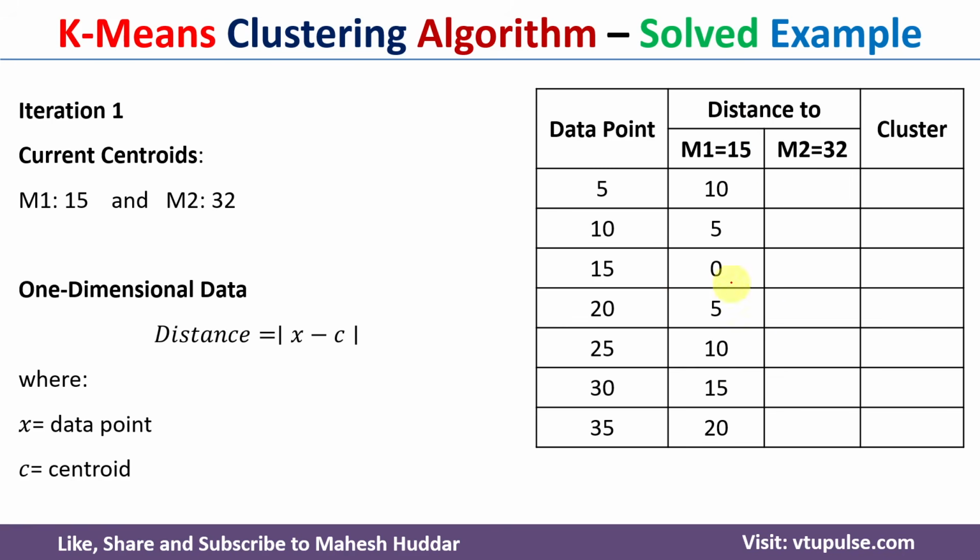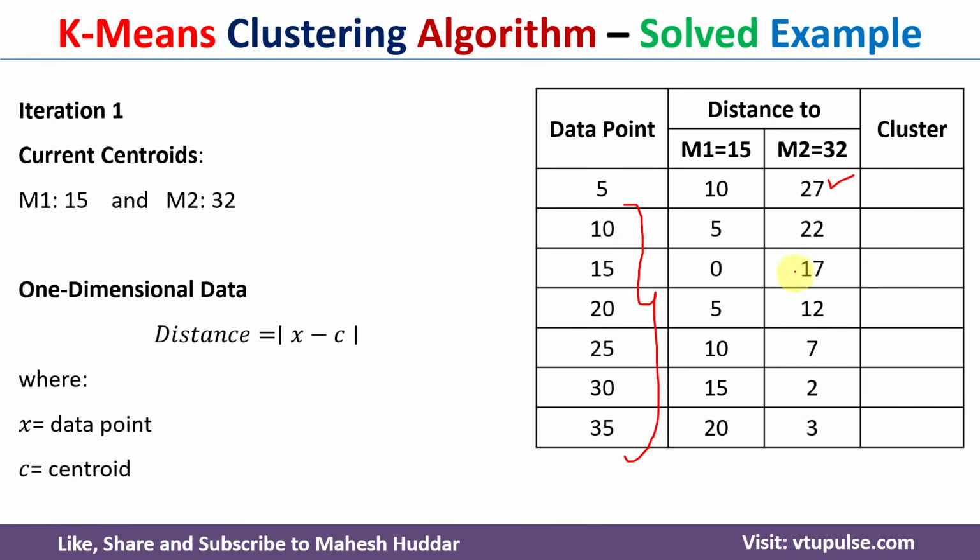Once you calculate the distances with respect to M1, next we need to calculate the distances with respect to M2, that is M2 is equal to 32. So, the absolute difference 5 minus 32 is equal to minus 27. So, the absolute value of minus 27 is plus 27. Similarly, we need to calculate the distance for the remaining data points.